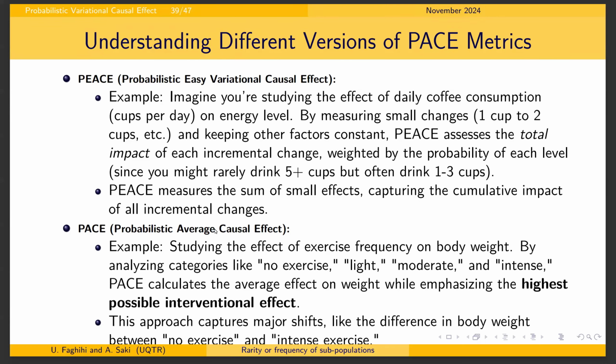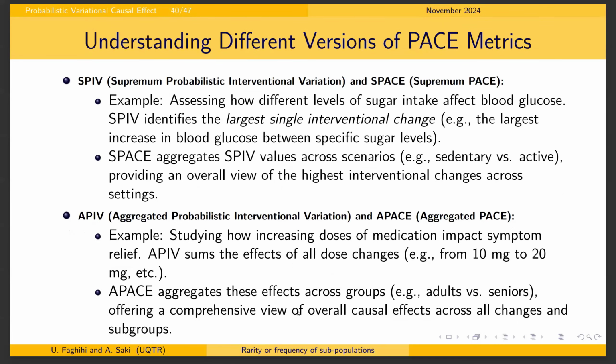We have Bayes probabilistic average causal effect, studying the effect of exercise frequency on body weight by analyzing categories like no exercise, light, moderate, or intense. Bayes calculates the average effect on weight while emphasizing the highest possible intervention effect. So this approach captures major shifts, like the difference in body weight between no exercise and intense exercise.